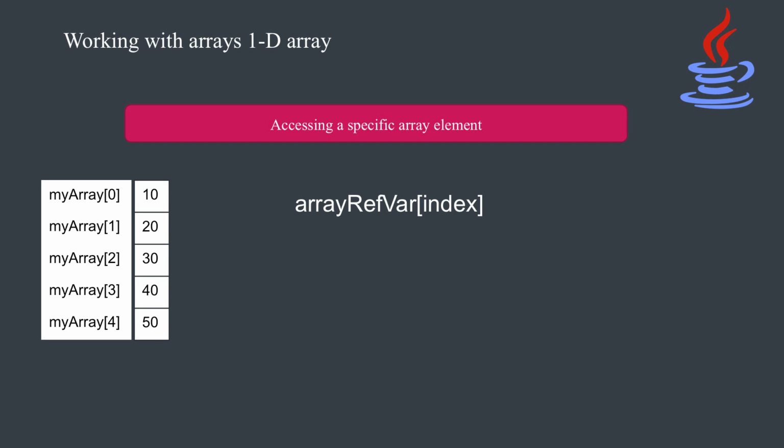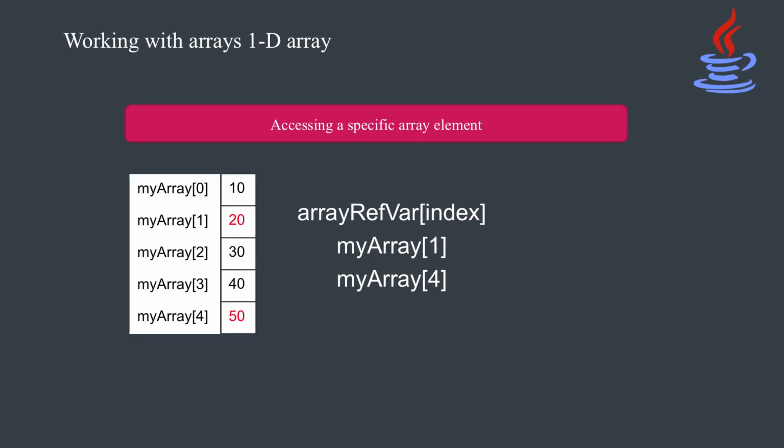So learner, when you want to access any element in an array, you write down the reference variable name and you mention the index in the square bracket and you will be able to access it. For example, you say myArray[1], it's going to access the value 20. So you say myArray[4], so 4 over here is supposed to be the value 50.